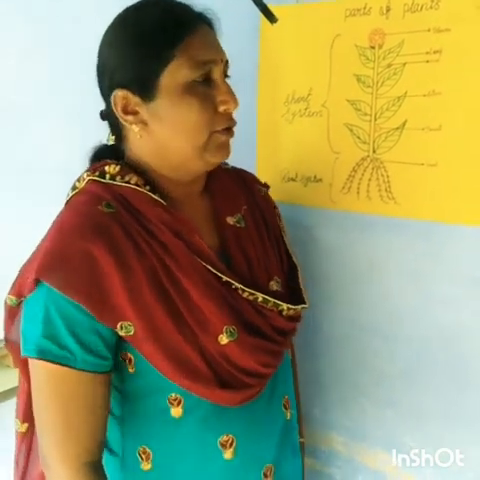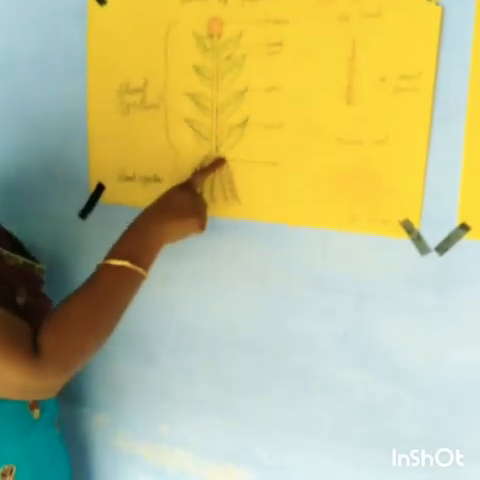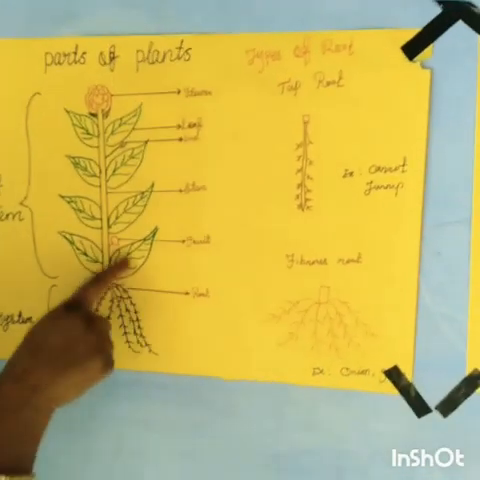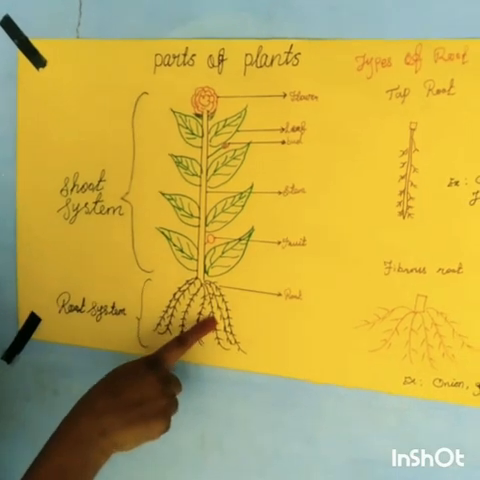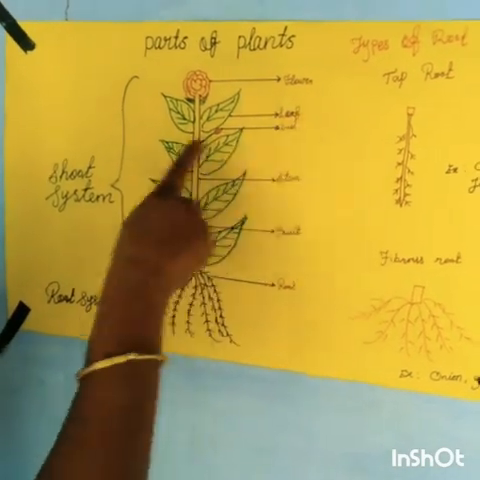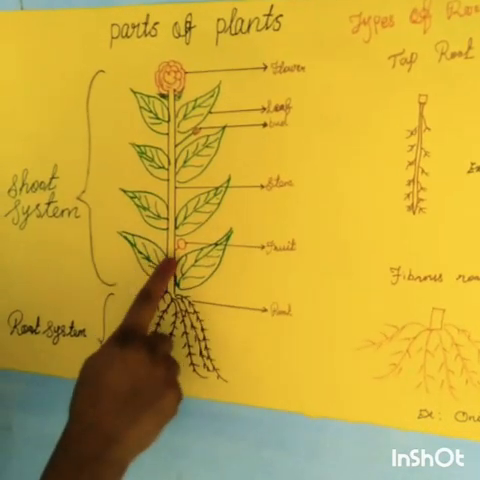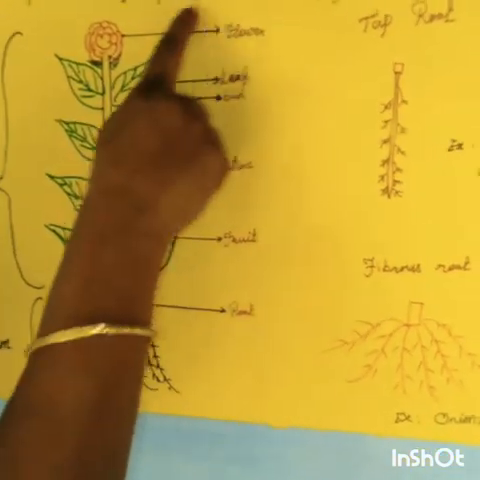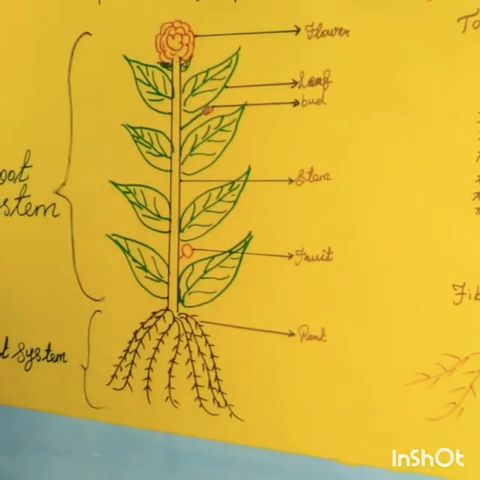Okay, now we go to see the parts of your plant. Listen here, all of you see the board. This is part of your plant. Okay, what are the parts of the plant? Flower, leaf, bud, stem, fruit, root. These are all the parts of the plants.